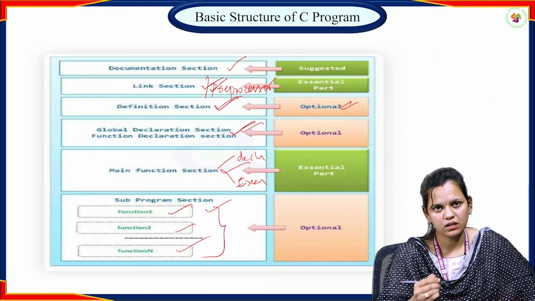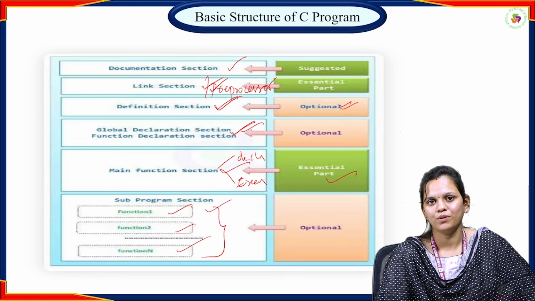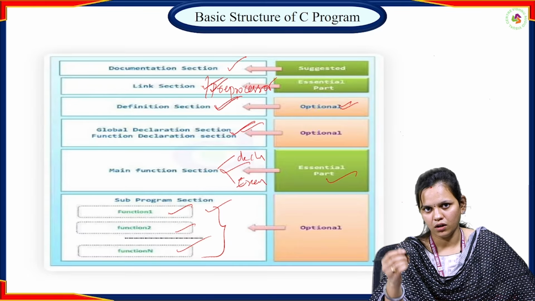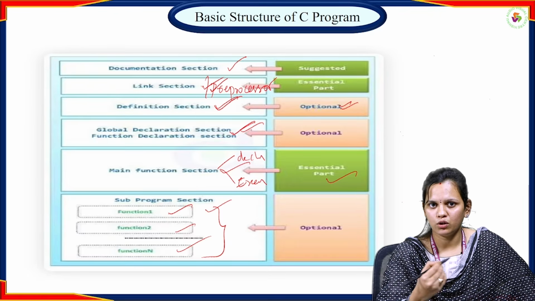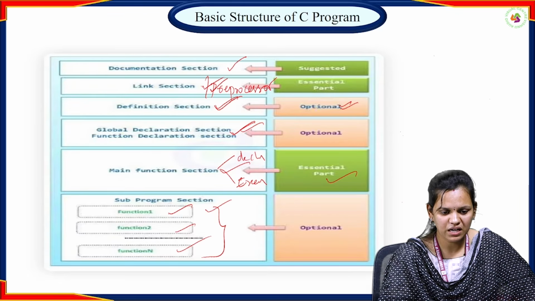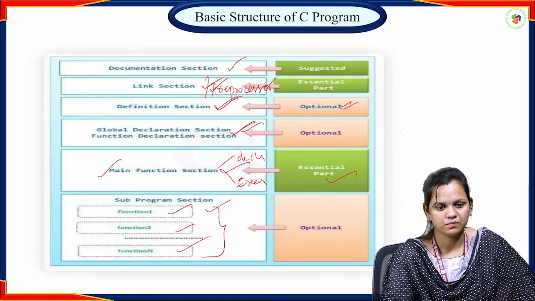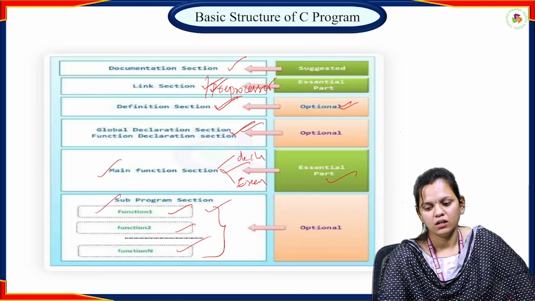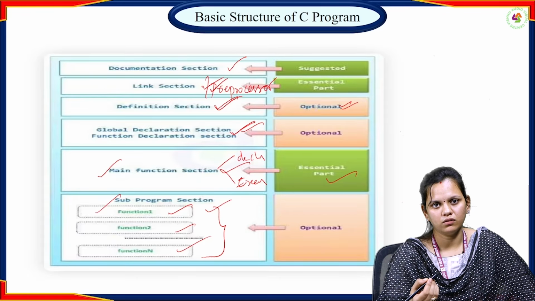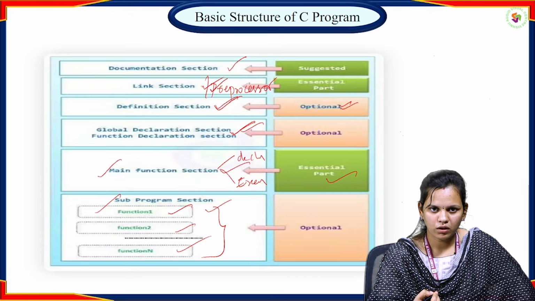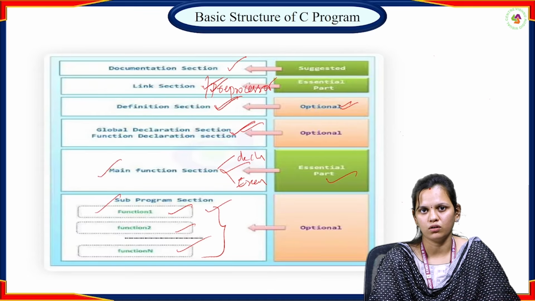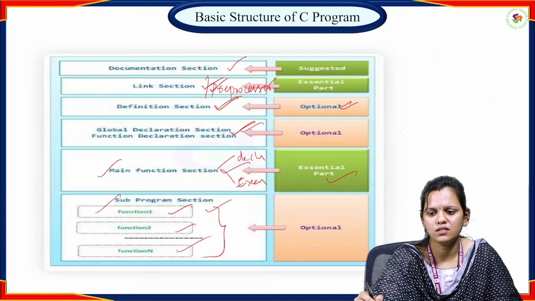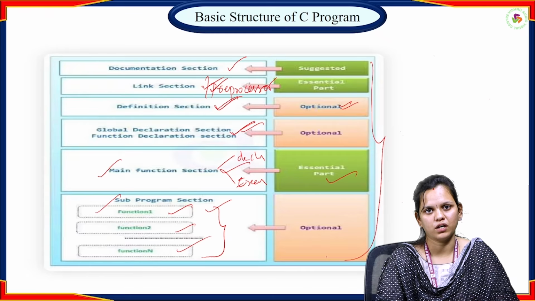And the main section is an essential one, because without main, the compiler cannot execute the program, and the compiler cannot understand where to start the execution from. So main is mandatory. And the subprogram section is also optional according to the program given. It is up to us to write the function or not. So this is the basic structure of a C program.